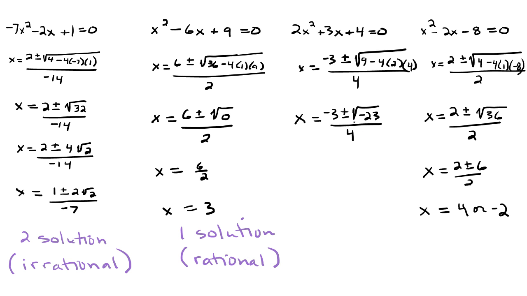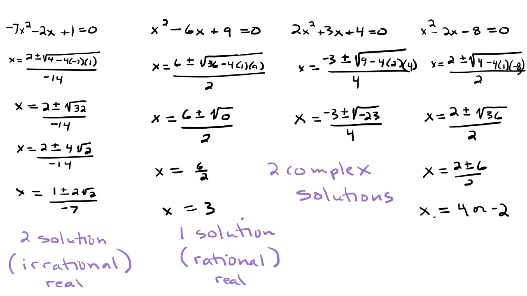Over here, because there's a negative under the radical, I do get 2 solutions, but they are complex. They are not real solutions. I get 2 complex solutions. I should make a note over here that if it's rational, it's always real, and if it's irrational, it's also real. Complex are numbers that are not real numbers.